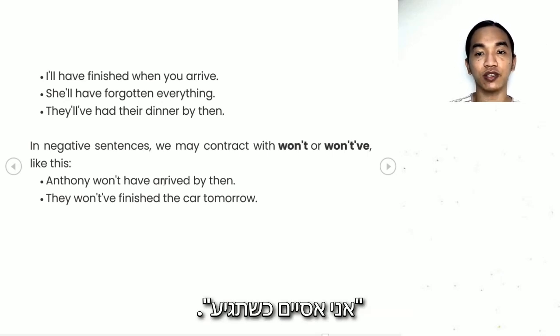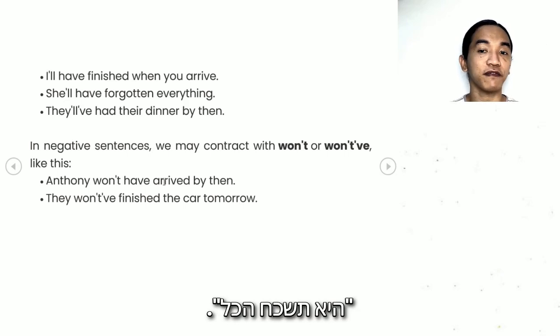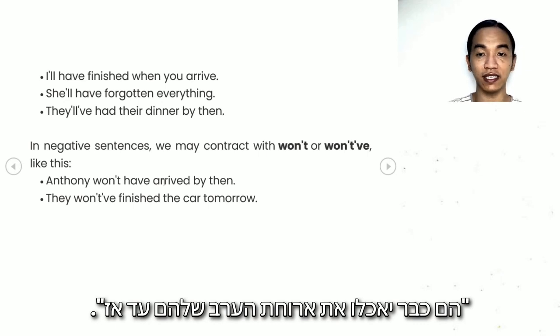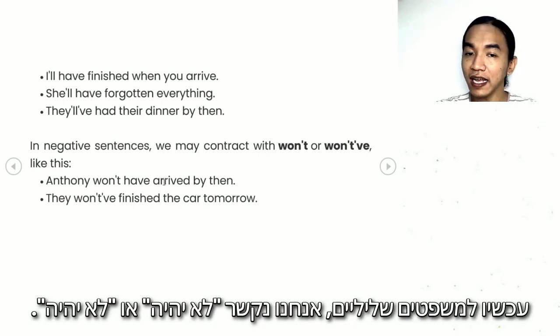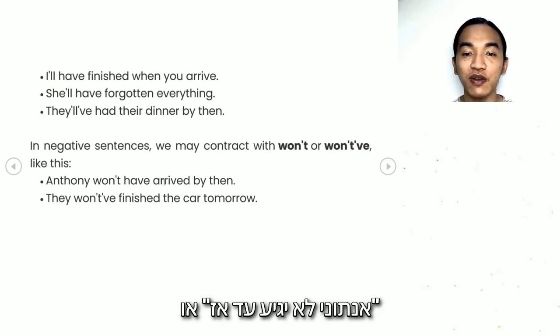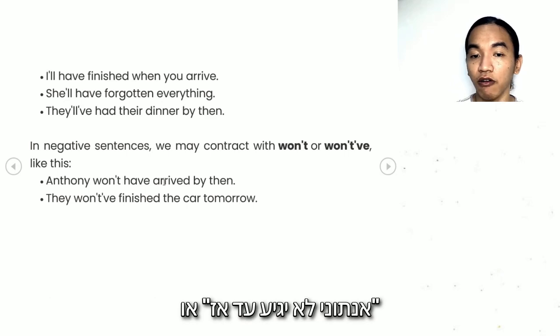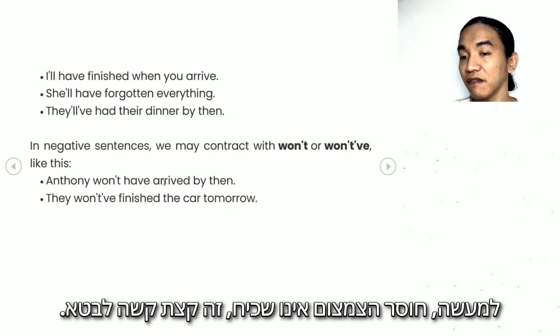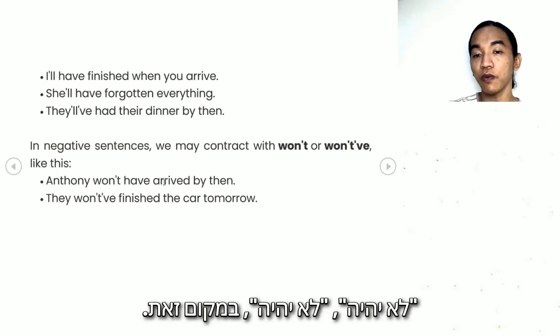All right. Now, let's see the examples. I'll have finished when you arrive. She'll have forgotten everything. They'll have had their dinner by then. Now for negative sentences, we may contract with won't or won't have. Okay? Like this. Anthony won't have arrived by then, or they won't have finished the car tomorrow. Actually, the won't have contraction is not a common one. It's kind of difficult to pronounce. So that's why we commonly use will not have, okay, instead.